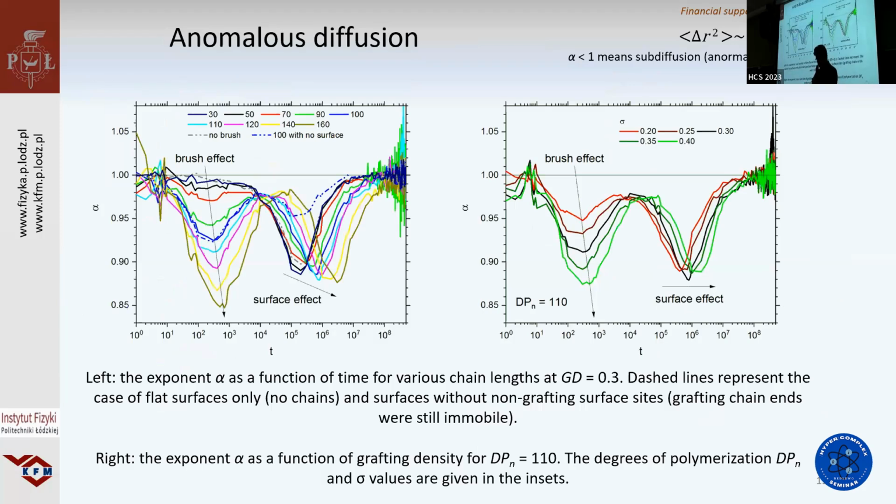If we analyze the mean square displacement, then on different time scales the diffusion is not always normal diffusion. Subdiffusion is present. The slowdown effect occurred twice.